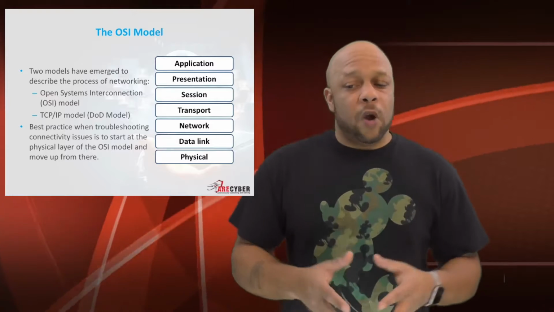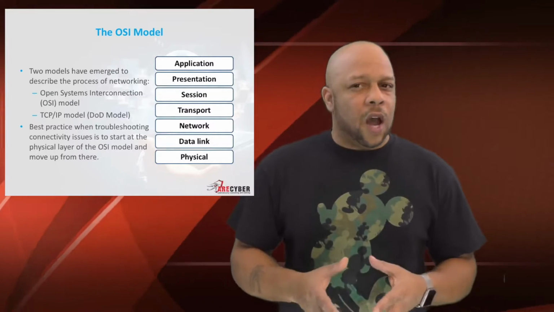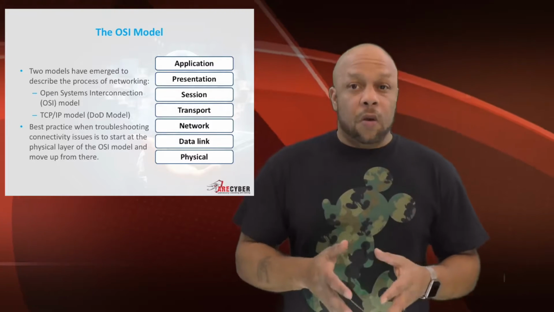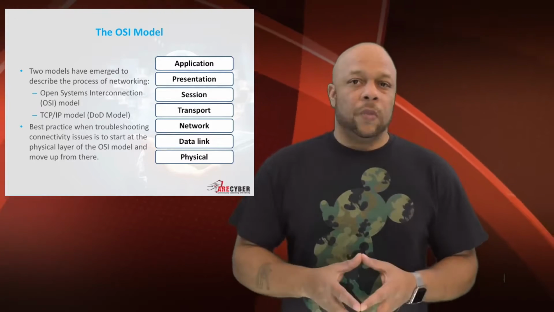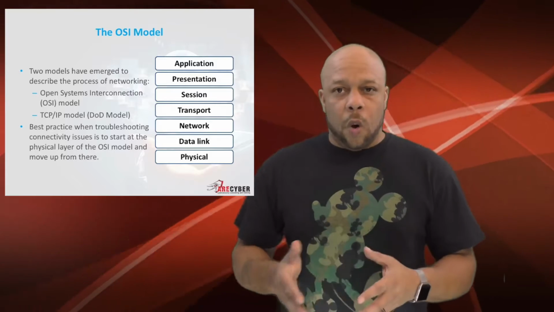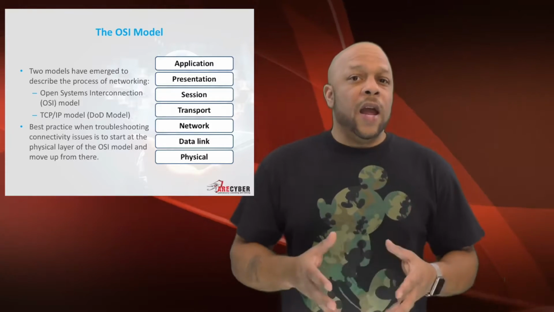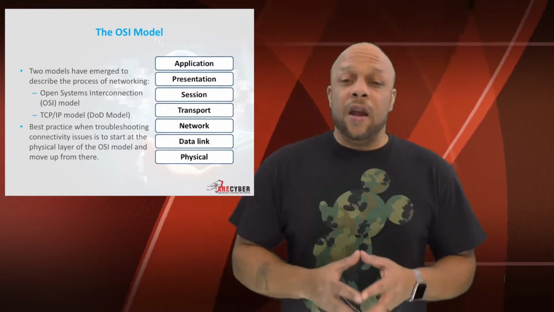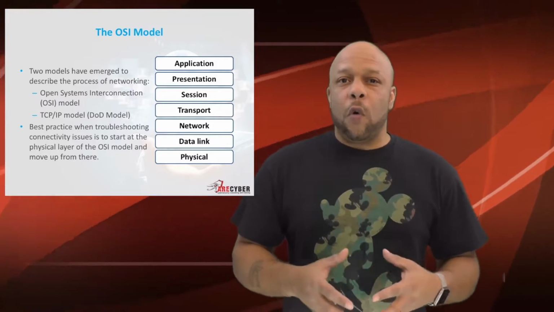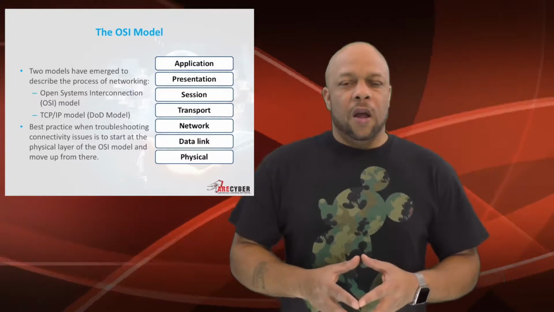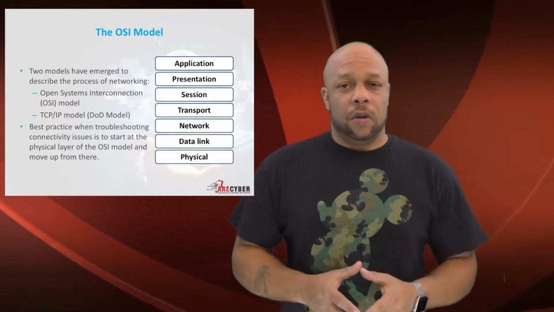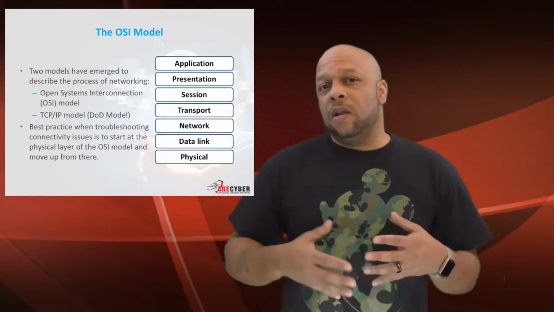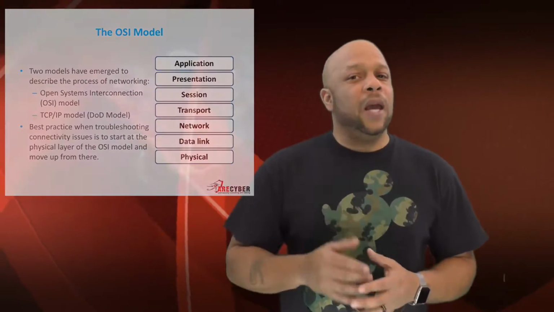You will need to memorize these 7 layers of the OSI model. Just remember this: please do not throw sausage pizza away. So starting with layer 1, physical, layer 2, data link, layer 3, network, layer 4, transport, layer 5, session, layer 6, presentation, and layer 7, application.